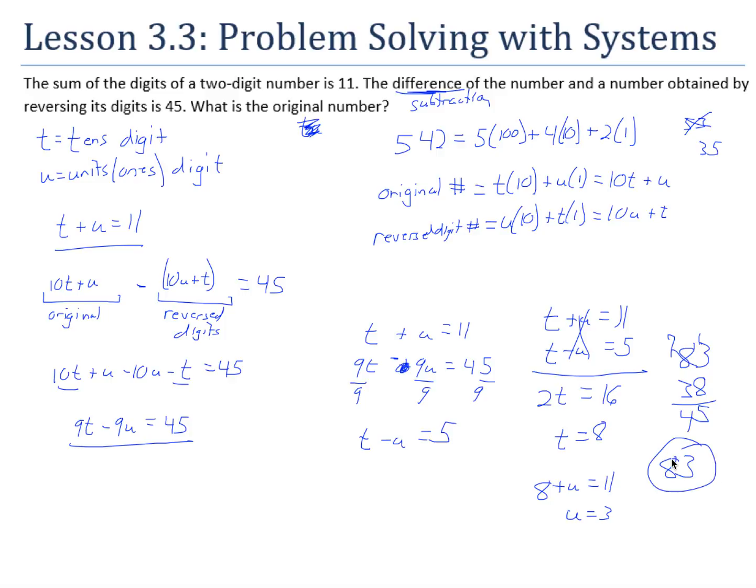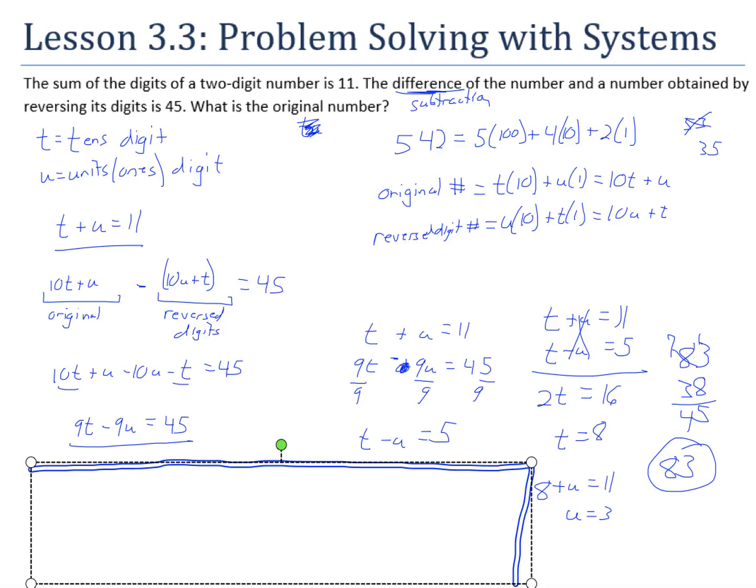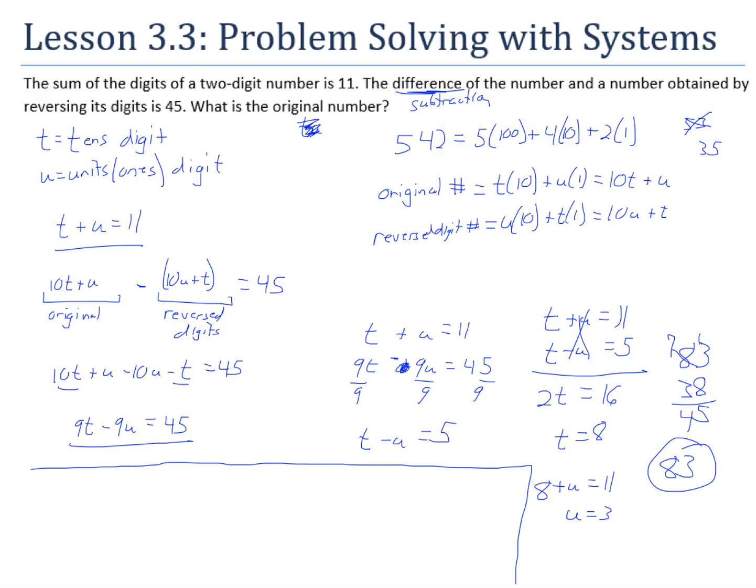And that is the Algebra 2 way to solve that problem. I told you at the beginning, there's 2 ways to solve this. That's the Algebra 2 way. Definitely a tricky part, trying to think through this right here. But now we reviewed expanded form. This is how it works. It's 10t plus u is the original. 10u plus t is the reversed.